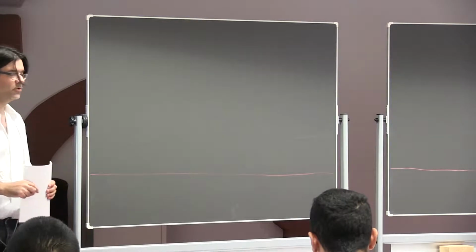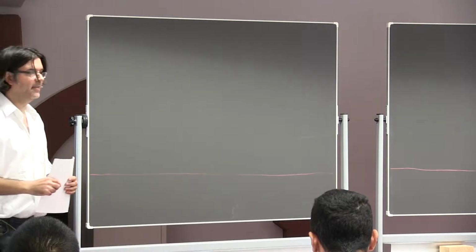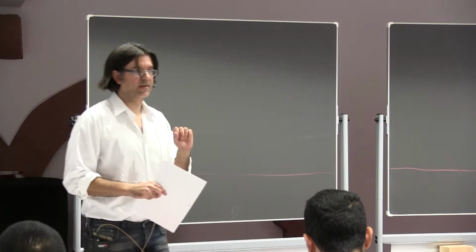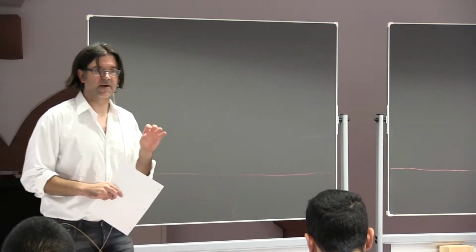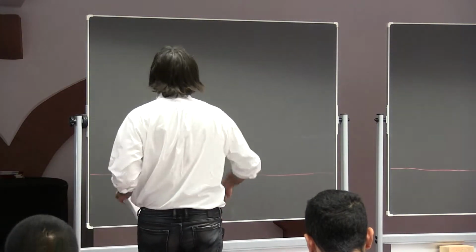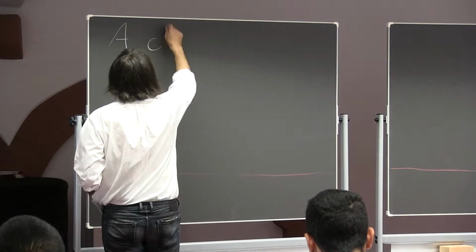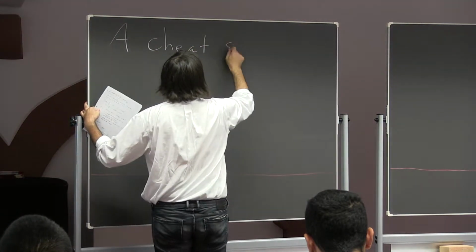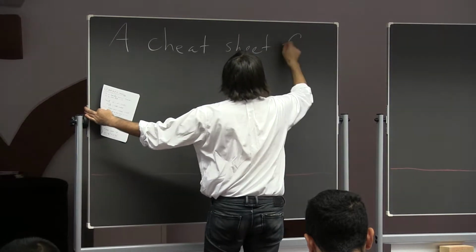But I want to reintroduce some of it because the way that particle physicists deal with cosmology obviously is different from how cosmologists deal with cosmology. So I want to start off with a cheat sheet for cosmology.